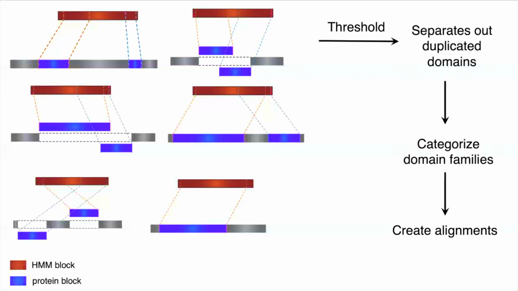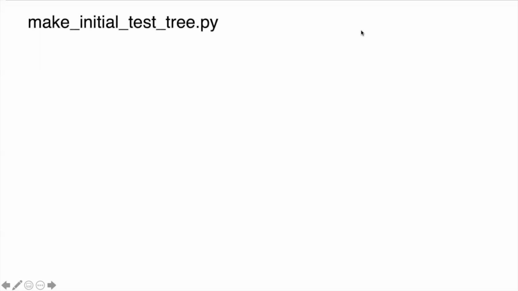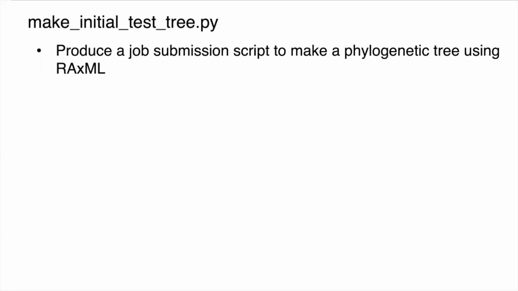Once you do this, then you will categorize domain families, and then using domain families, you can make phylogenetic trees. The next script will produce and submit a job submission script into HPCC, which will make phylogenetic trees using the software called RAxML per domain family.